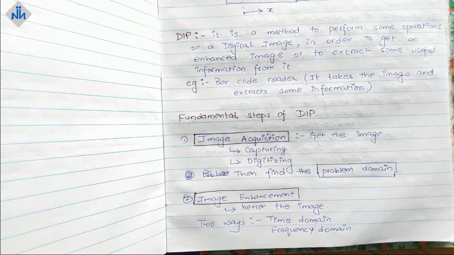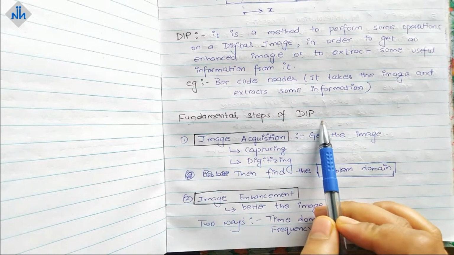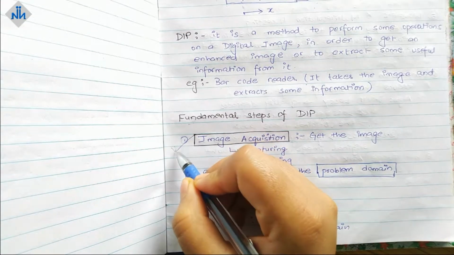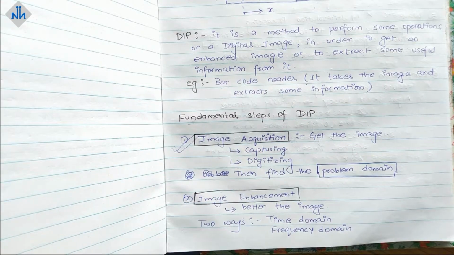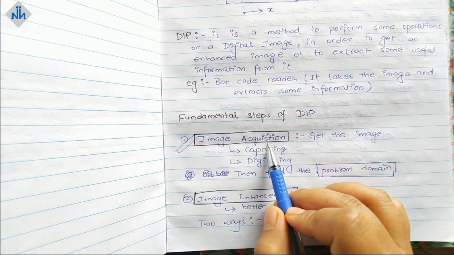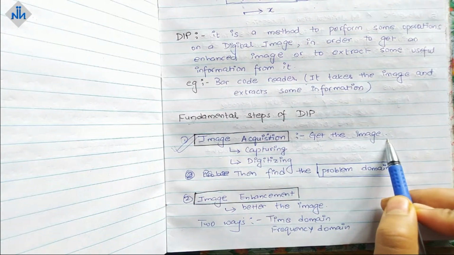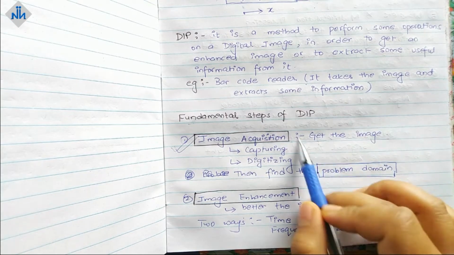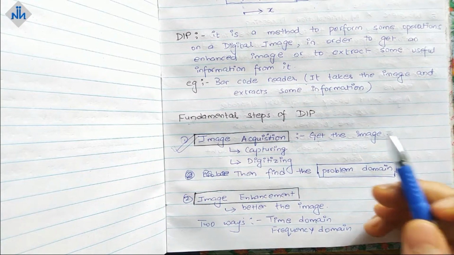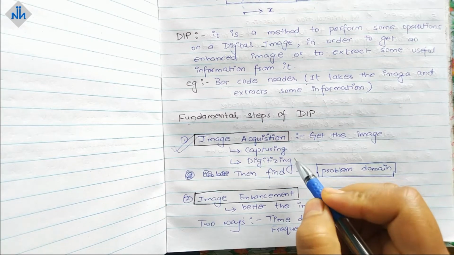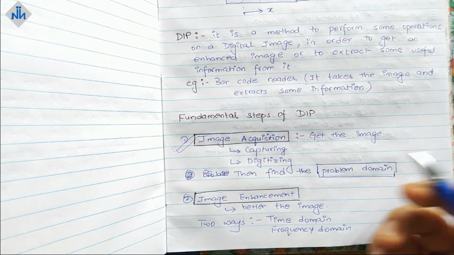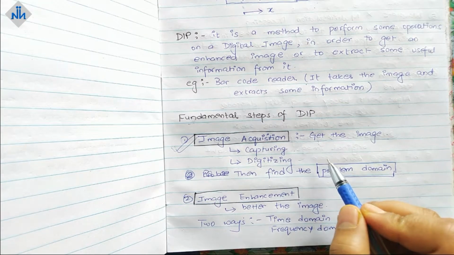In this video, we're going to talk about the fundamental steps of DIP, in which the first step is image acquisition. So this is what we will be talking about in this video. What image acquisition means is getting the image. Before we do any processing on our image, first we need to get the image, and only then can we do anything. So in this step, two things are done, capturing and digitizing. So let's discuss both of these.